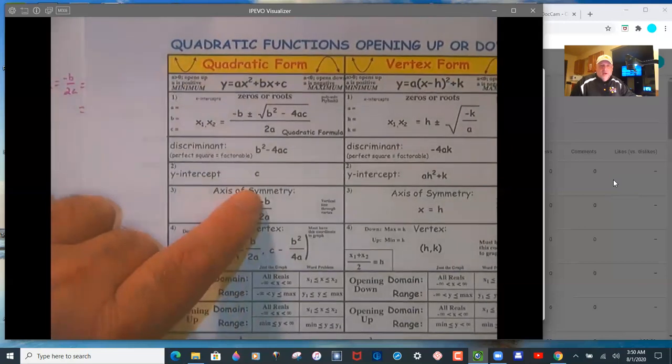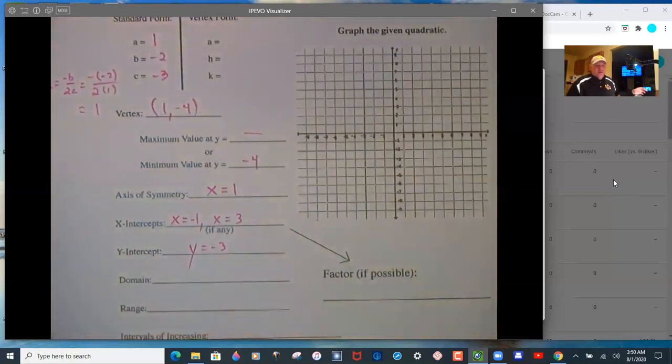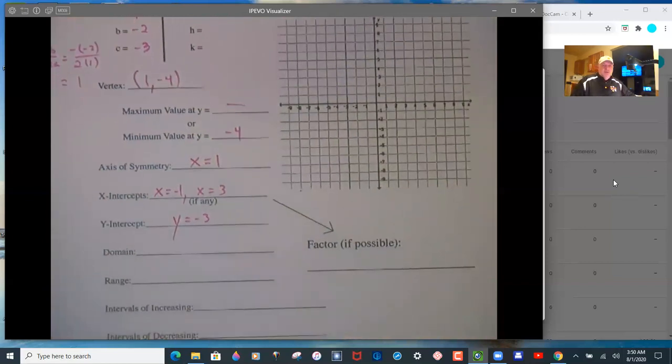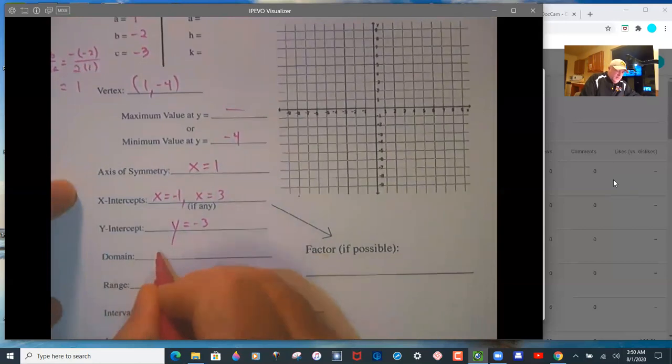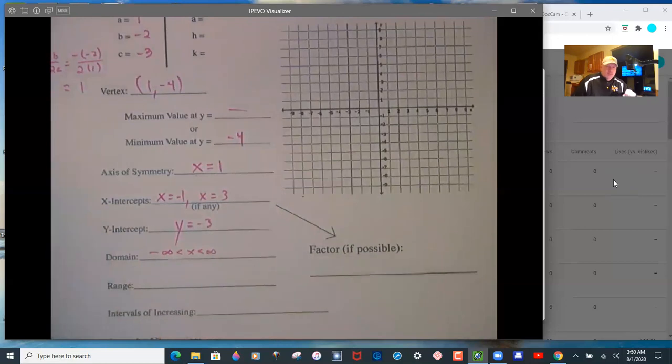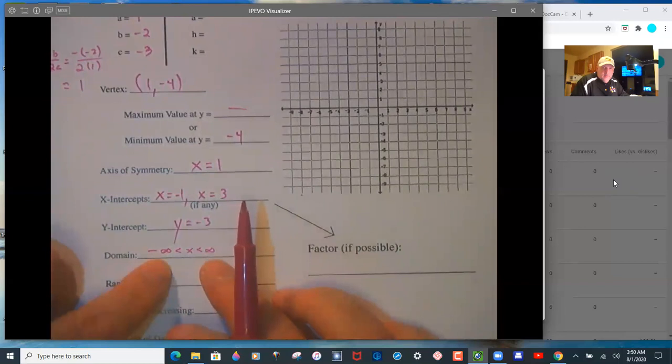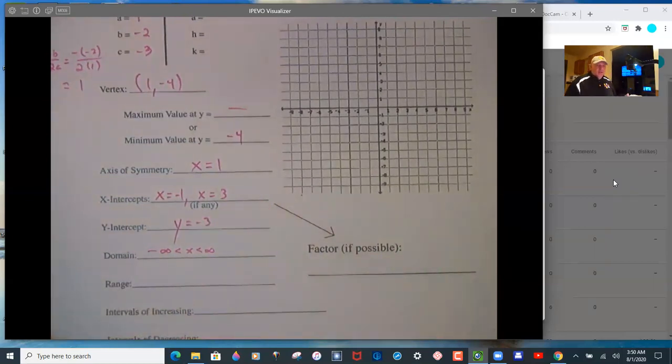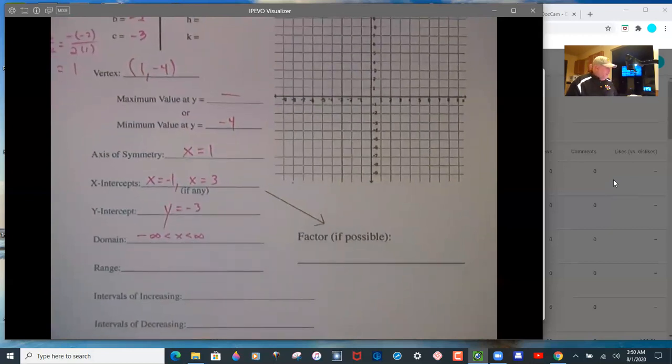And all of this can always be found on that little recipe page there. The domain. So for all intents and purposes right now, unless we have an applied situation, the domain will be all reals. So this is a way in interval notation of writing all reals. The negative infinity and the positive infinity are the left and right endpoints of all the possible x values that can make up this graph.